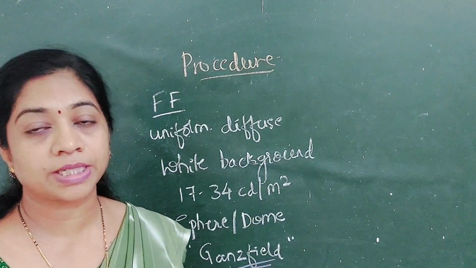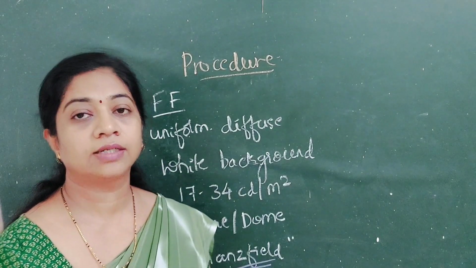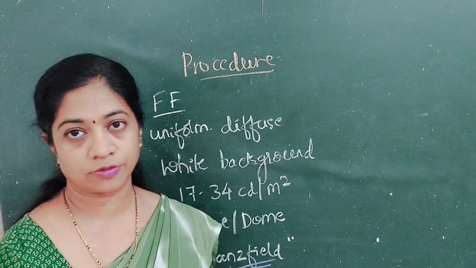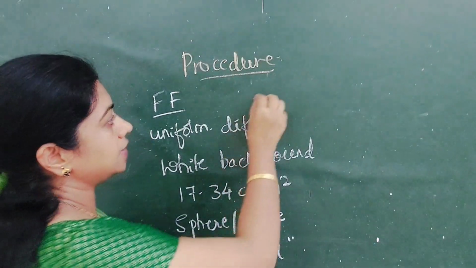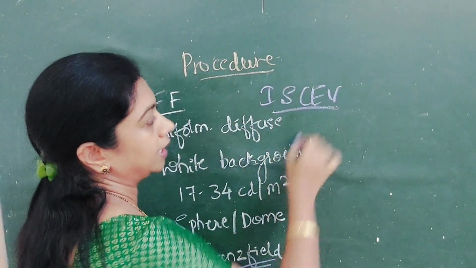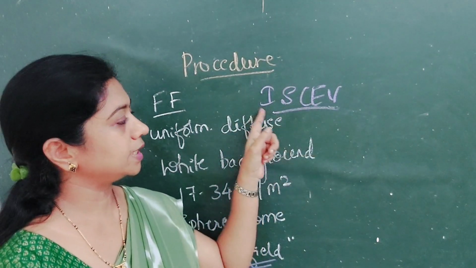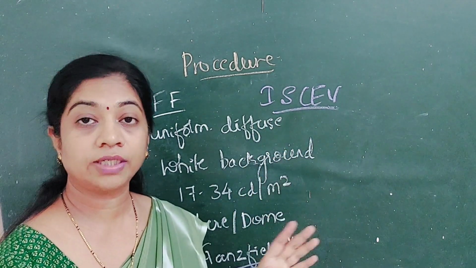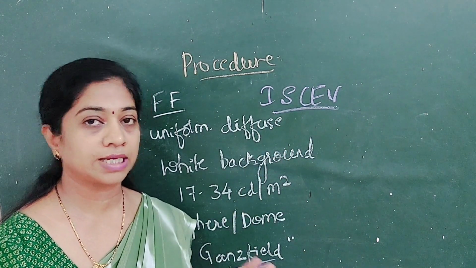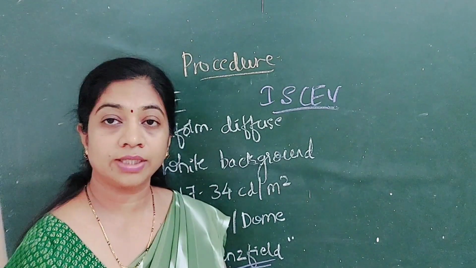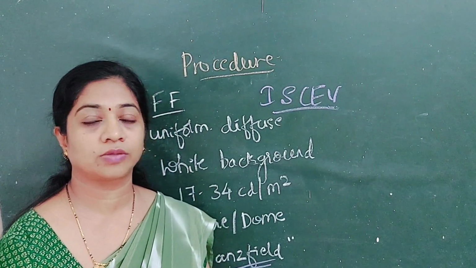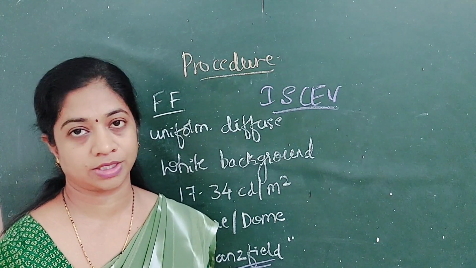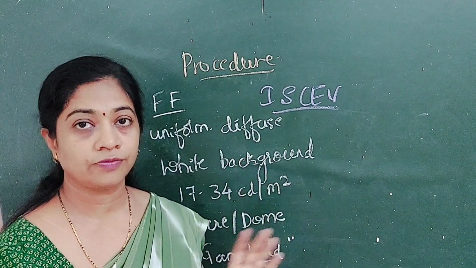So after this, the patient is given flashes of light with a varying intensity, with a varying illumination, and a varying duration of time depending upon the ISCEV guidelines. So what is ISCEV? It is the International Society for Clinical Electrophysiology of Vision. So they have given the guidelines for the dark adapted ERG as well as the light adapted ERG. Accordingly, the patient is given a stimulus of flashlight of varying intensity, illumination as well as duration. Okay, so this is the procedure of ERG.